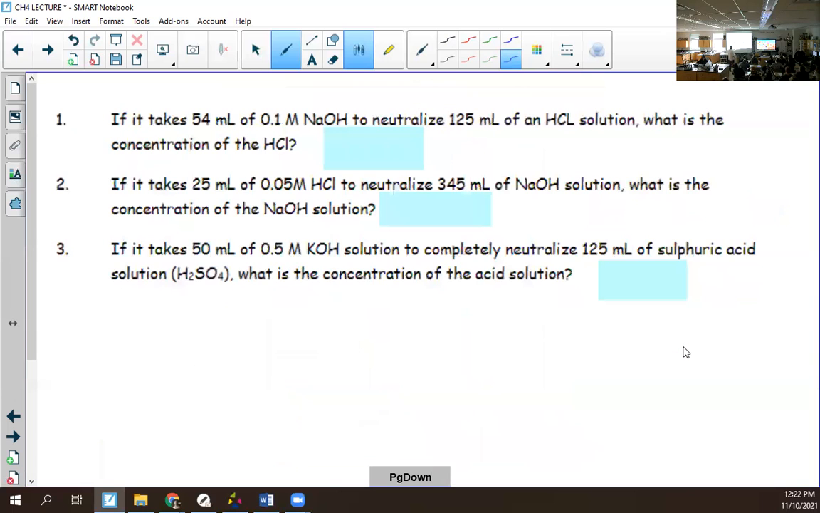Okay, let's look right here. I did not type this, all you Comic Sans haters. I cut it from the internet, okay? So here we go. If it takes 54 milliliters of 0.1 molar NaOH to neutralize 125 milliliters of HCl, what is the concentration of the HCl? Will you calculate that quickly?